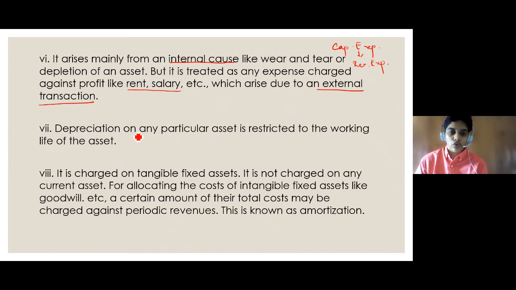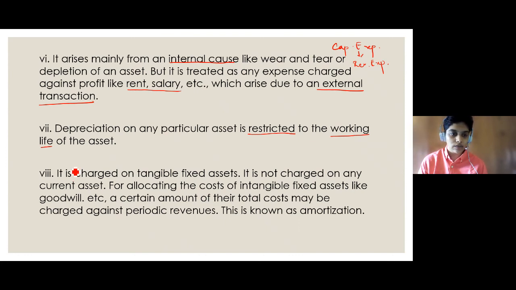Next point, depreciation on any particular asset is restricted to the working life of the asset. So I can charge depreciation on an asset only during its working life. The moment its working life is over, I cannot charge any depreciation. Or if it is sold off, it is not present in my business, I cannot charge depreciation.